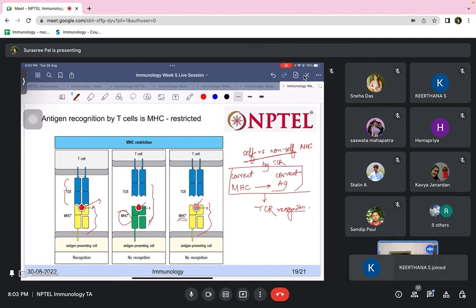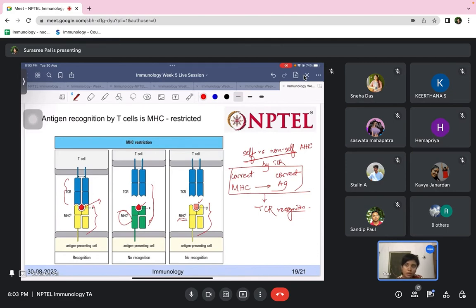Now, I was mentioning that if there is a tissue transplantation, the MHC molecules between two individuals are very different because of polymorphism and polygeny events, right? And this I was also discussing, that there is a huge difference between the MHC molecules even between siblings.